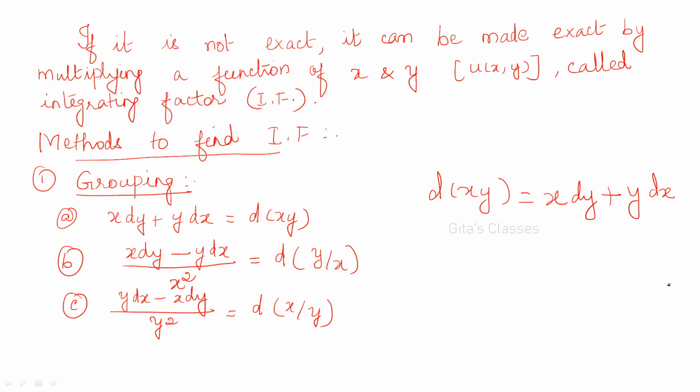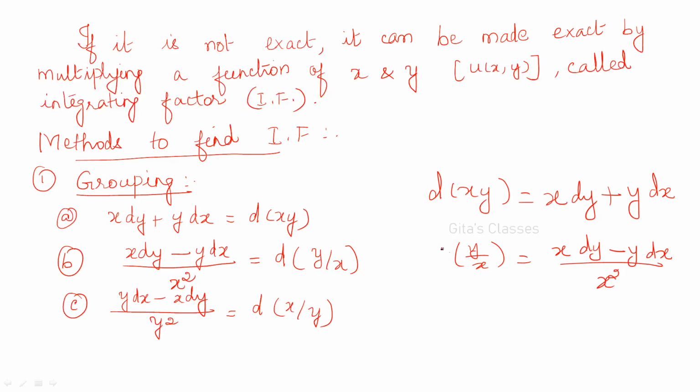Similarly, d of y by x means what? You have to differentiate the u by v form. So v squared in the denominator, that is x squared. Then keep x as it is and differentiate y, so dy, minus y as it is and differentiate x, so dx. That is why x dy minus y dx by x squared is d of y by x.